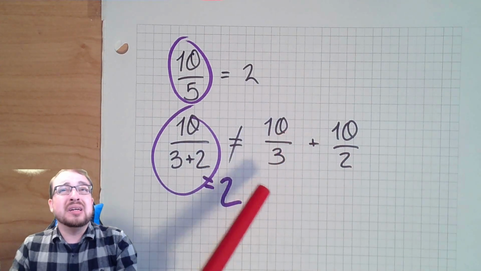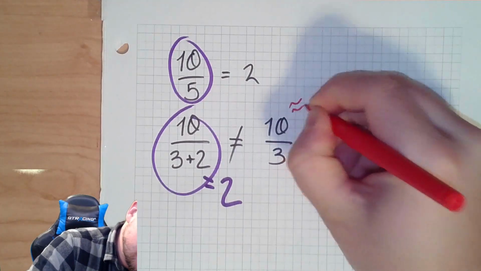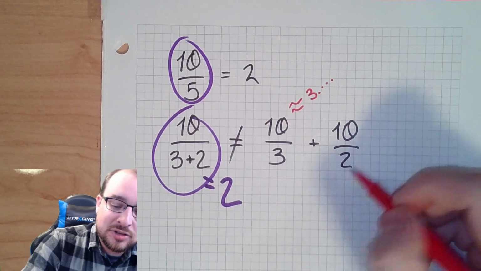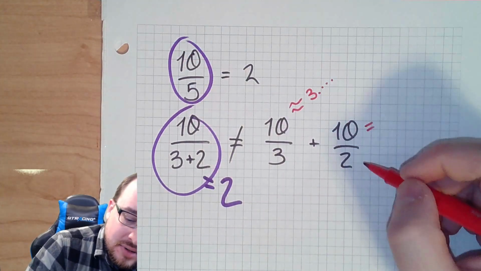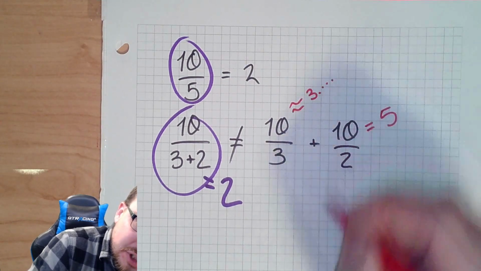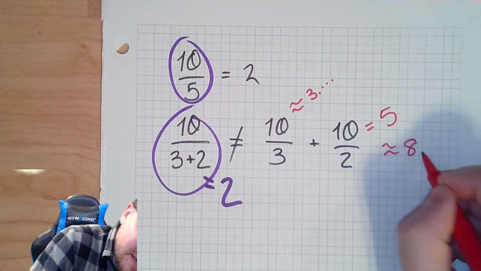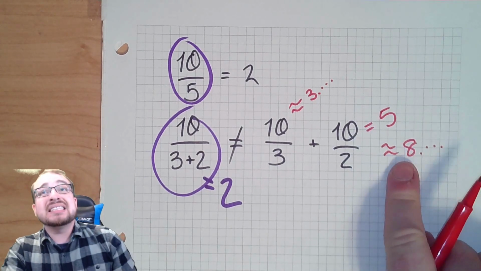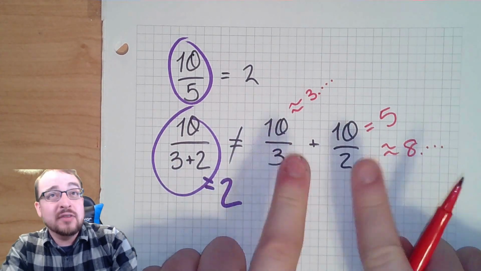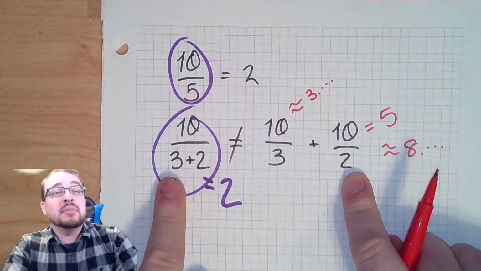10 divided by 3 is about 3 and change, right? And 10 divided by 2, we already know what that is, right? 10 divided by 2 is kind of the inverse of this. It's 5. So altogether, we should get about 8 point something. And you'll see that's clearly not the right answer. This should be 10 divided by 5, which is 2. So you can't divide things individually when there's a plus sign in the bottom like this.